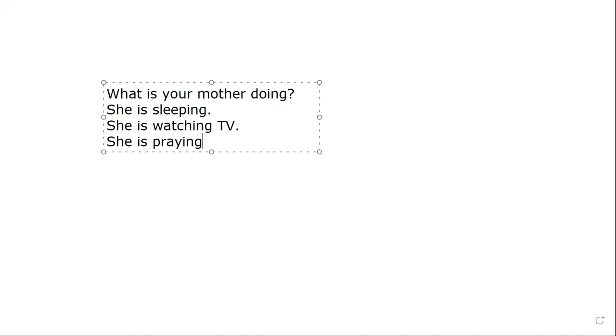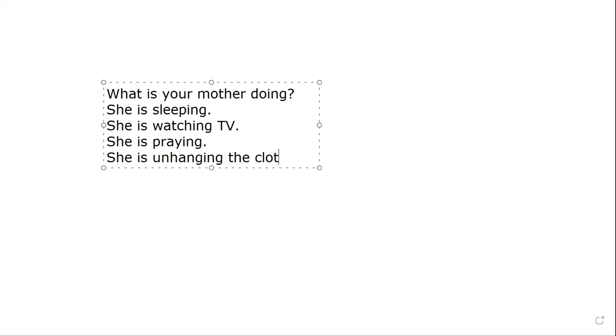Let me look for this. Okay, so get down or take down and hang. Okay, let's write it in this. She is hanging. She is unhanging the clothes. Está descolgando la ropa. ¿No?